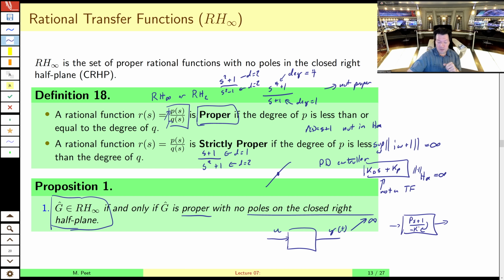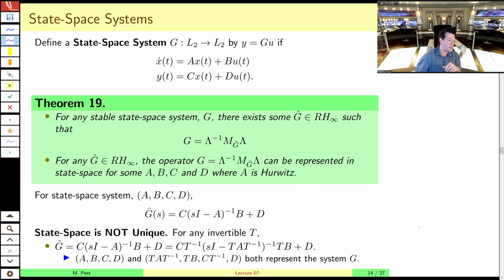Again, by our definition of how these block diagrams work, how input-output systems work, the systems that you're coupling together have to be stable, and the systems have to be causal. We represent that by saying it has no poles in the right half plane and it's proper. All right. So now that we've restricted ourselves to rational transfer functions, we can create a one-to-one map between rational transfer functions in H∞ and state space representations.